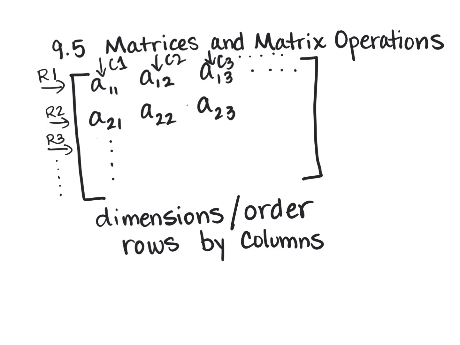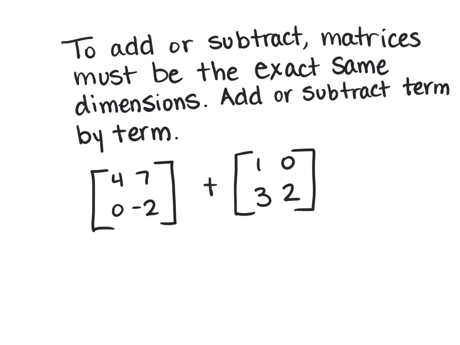So you have to make sure that you know the dimensions or the order of each matrix that you work with, because certain operations work different ways. So when we're adding or subtracting matrices, they have to have the exact same dimensions, and then we just add these term by term. So this one is a 2 by 2 because I have 2 rows.